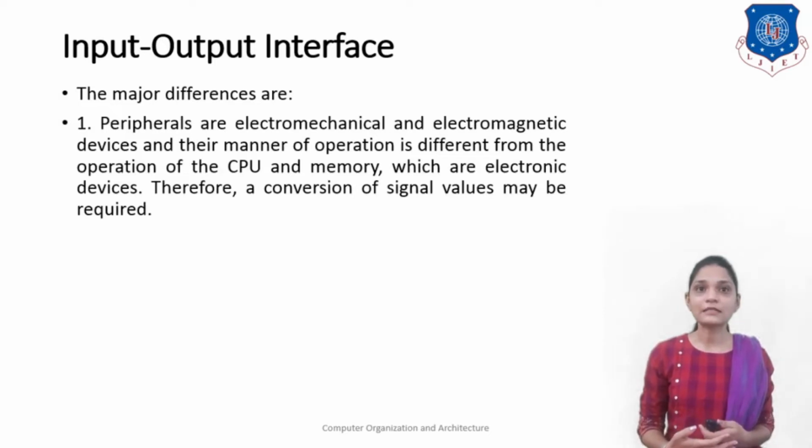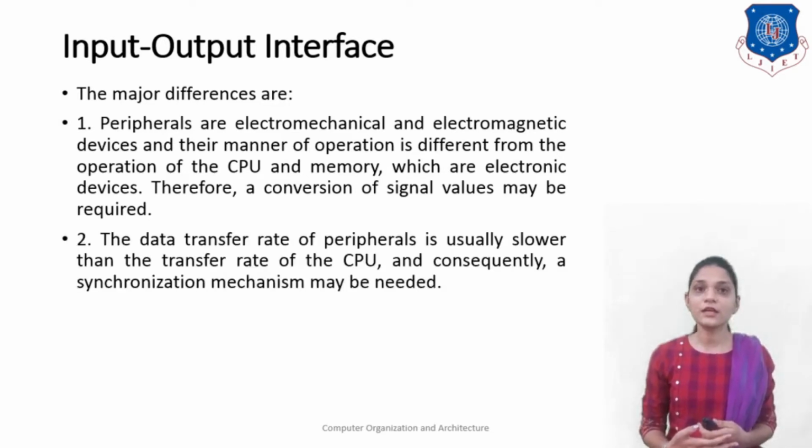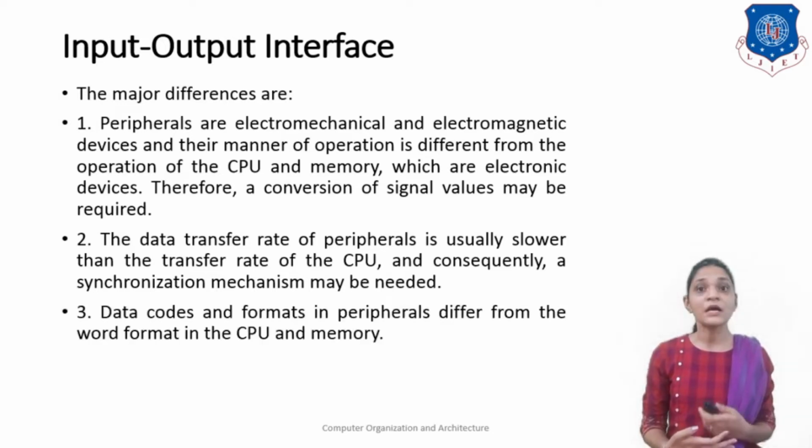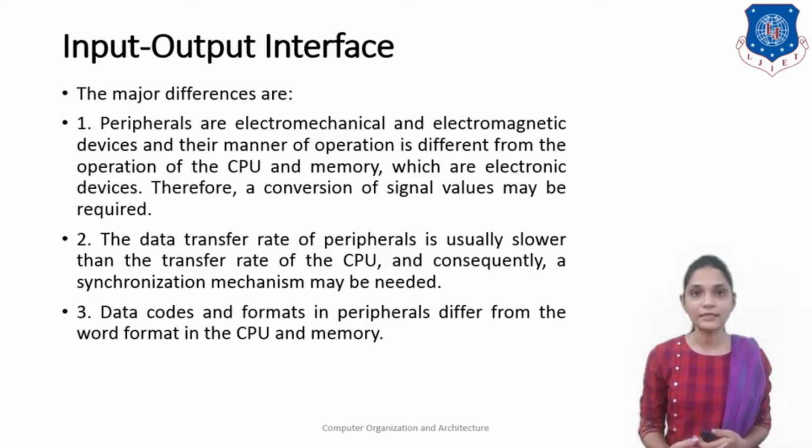The peripherals are electromechanical or electromagnetic devices, and their manner of operation is different from the operation of the CPU and the memory, which are electronic devices. Therefore, the conversion of signal values may be required. Second, the data transfer rate of the peripheral is usually slower than the transfer rate of the CPU, and consequently a synchronization mechanism may be needed. The third difference is that the data codes and the format in the peripherals differ from the word format in the CPU and the memory.